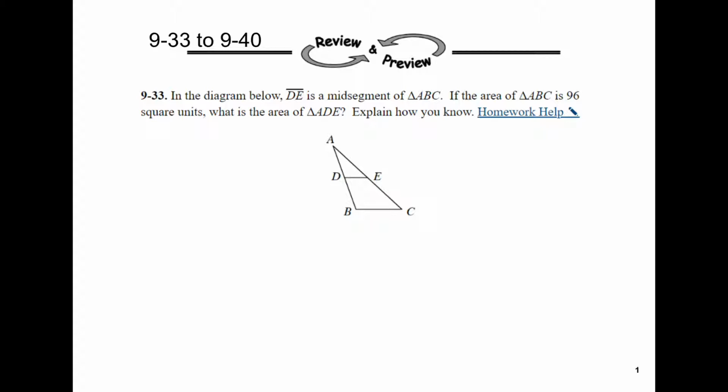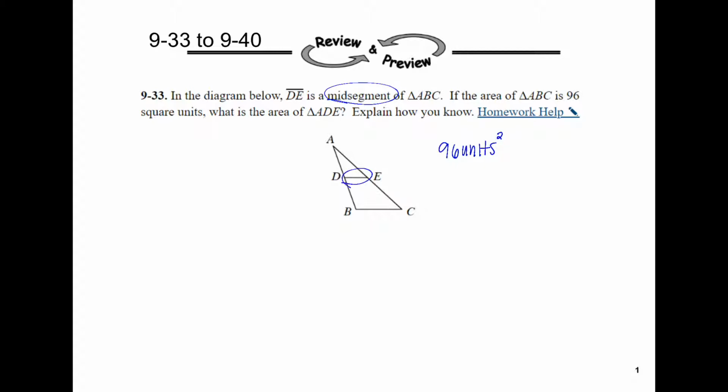933. In the diagram below, line segment DE is a mid-segment of triangle ABC. If the area of triangle ABC is 96 square units, what is the area of ADE? Explain how you know. So we know that if it is a mid-segment, then it must be half the length of BC.